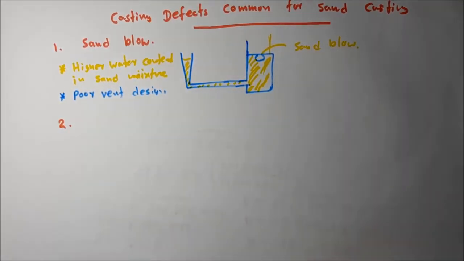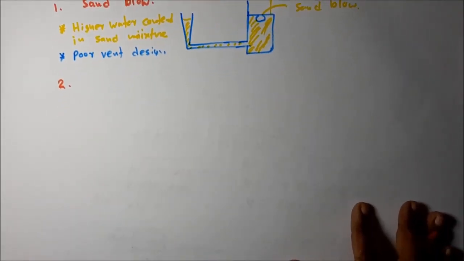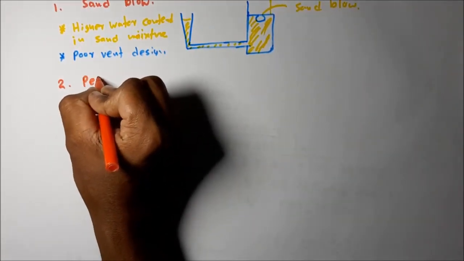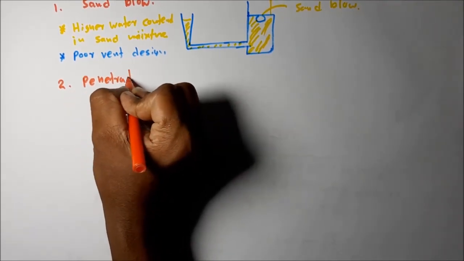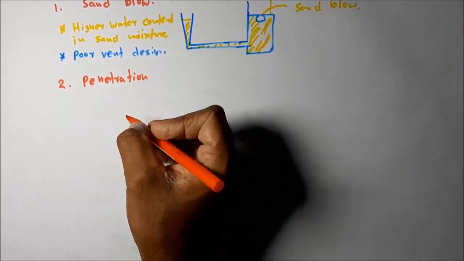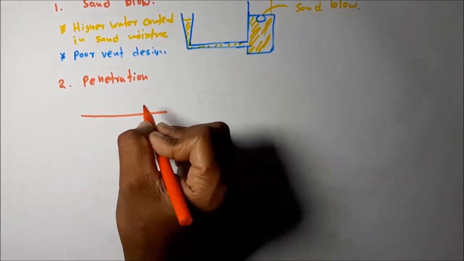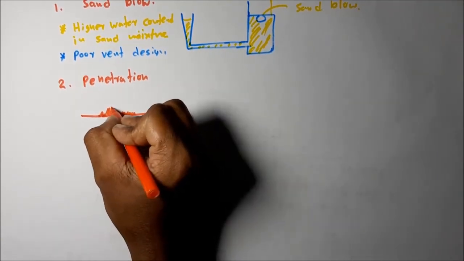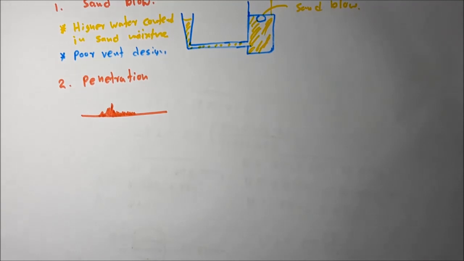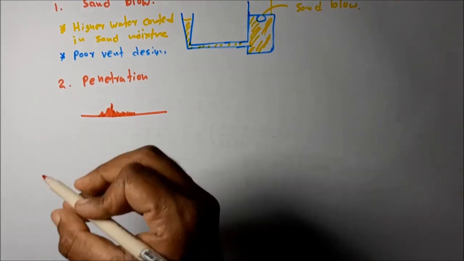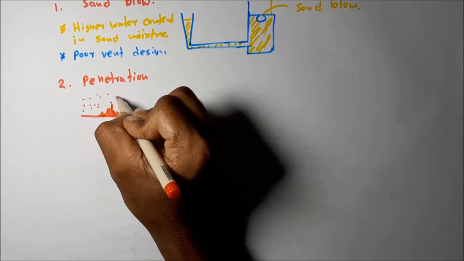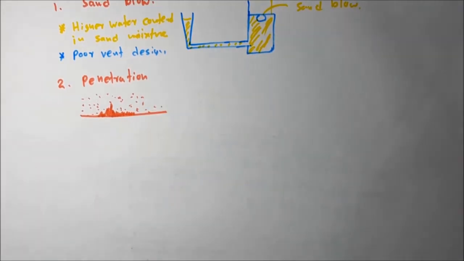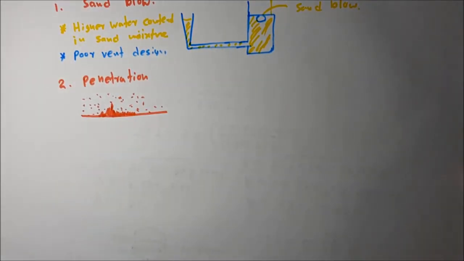The second defect common for sand casting that we are going to discuss is penetration. Penetration defect in sand casting. Penetration means that after casting we can see this kind of rough surface, where some molten metal has penetrated into the mold wall. Okay, let's say this is the mold wall. You can see this molten metal penetrates into the mold wall.